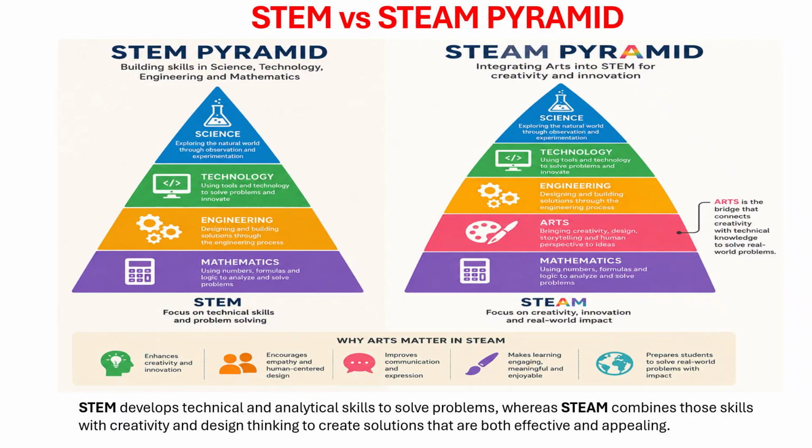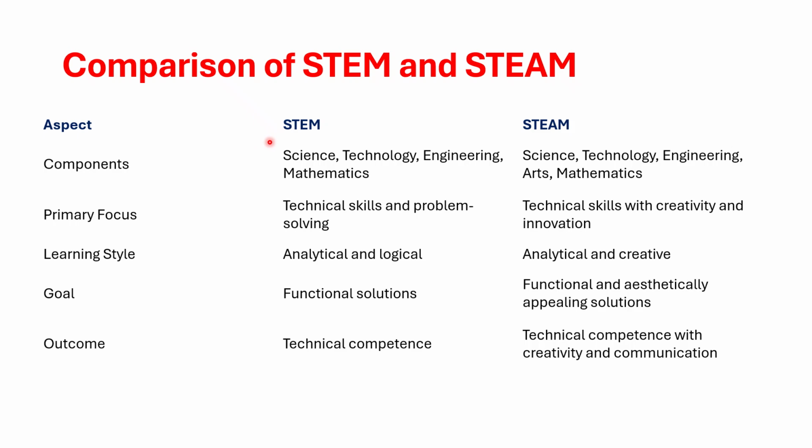If you compare STEM and STEAM, as we already discussed many points, I'll come to the summary of STEM and STEAM. The components required for STEM engineering are science, technology, engineering, and mathematics, whereas STEAM requires science, technology, engineering, arts, and mathematics. STEM mainly focuses on technical skill and problem solving ability, whereas STEAM focuses on technical skill with creativity and innovation. So these words are very important. Creativity and innovation is very important in the STEAM approach.